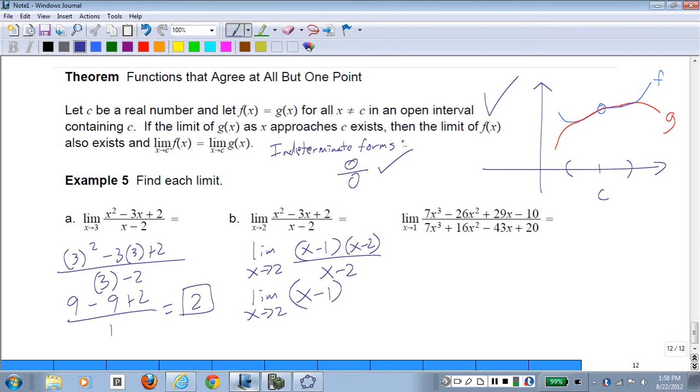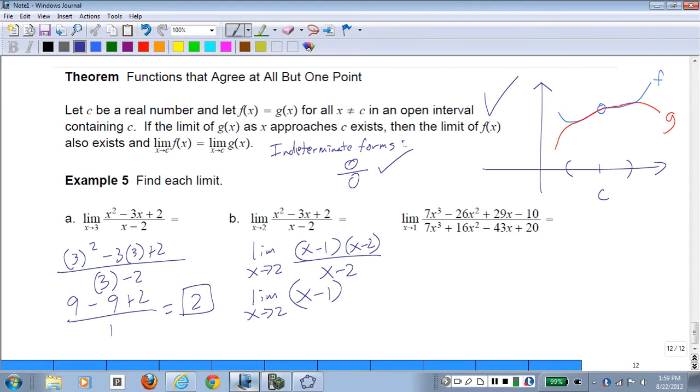X minus 1 times x minus 2 over x minus 2 is equivalent to x minus 1 because they have exactly the same value for all values of x for which they're both defined. It's just that the top one is not defined at 2 and the bottom one is defined at 2. That's the only difference. But you pick any x other than 2, they'll have exactly the same value.